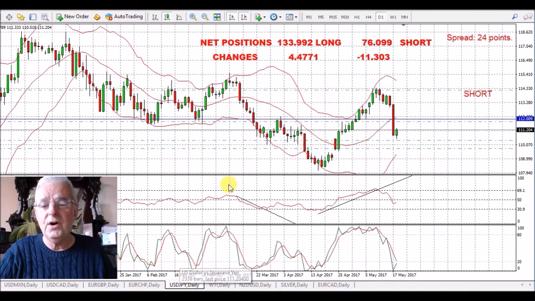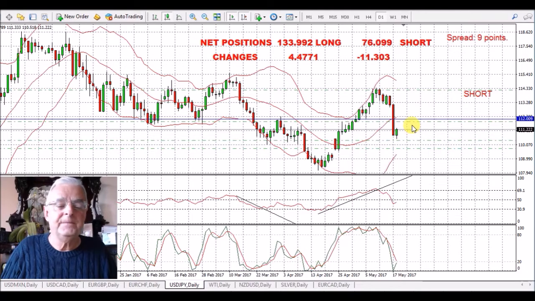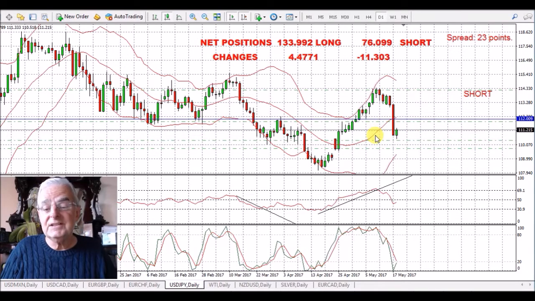USD JPY had this great short yesterday. This is a daily chart. And I am expecting this to continue down.